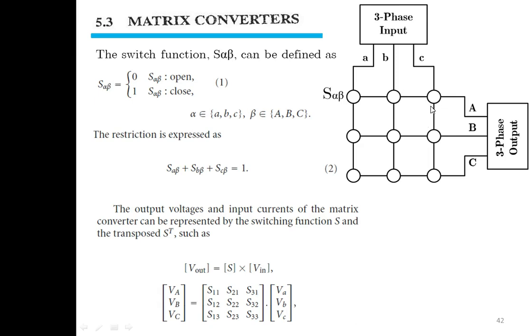This is switch S31. So this VA becomes S11 VA plus S21 VB plus S31 VC, where the switch functions S11, S21, S31 are either 0 or 1. And by following this mechanism, we have to implement a three-phase output.